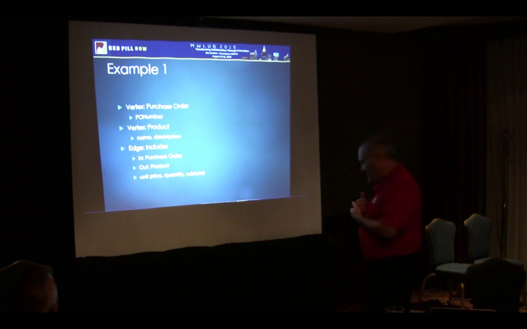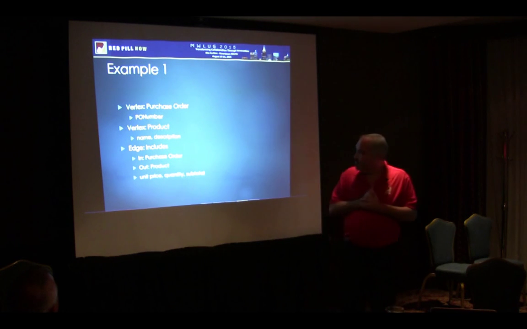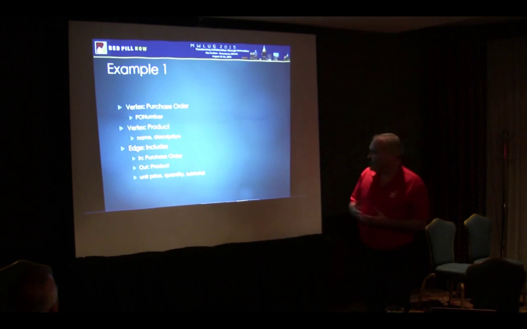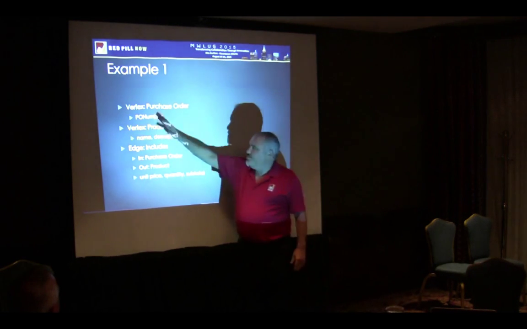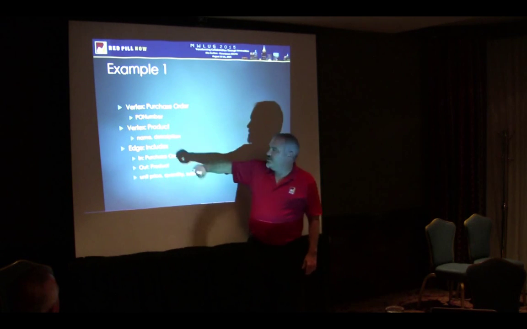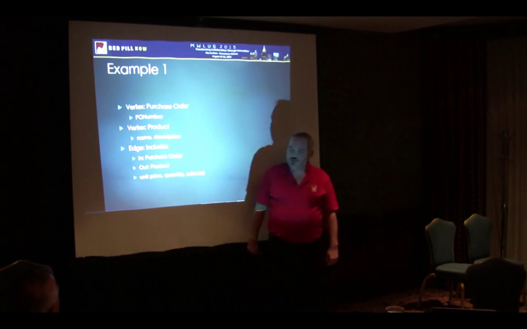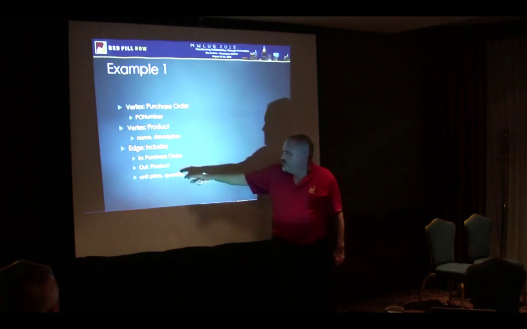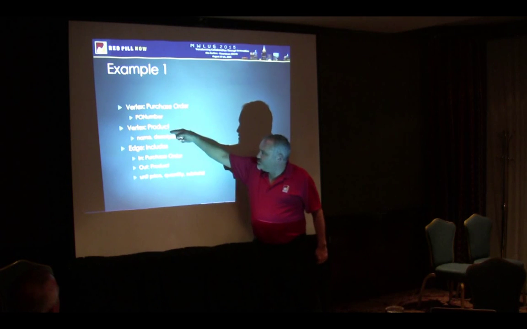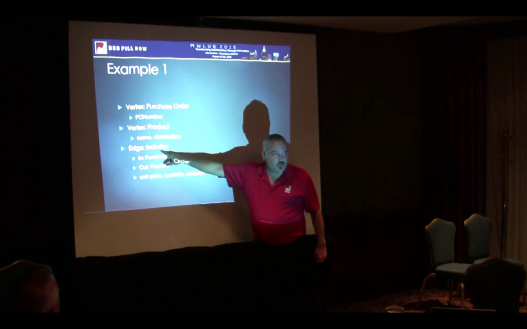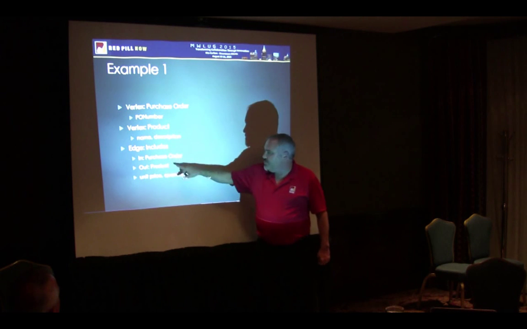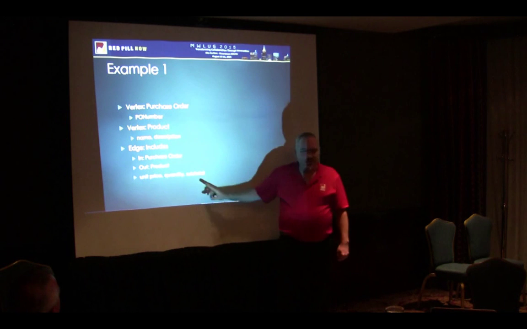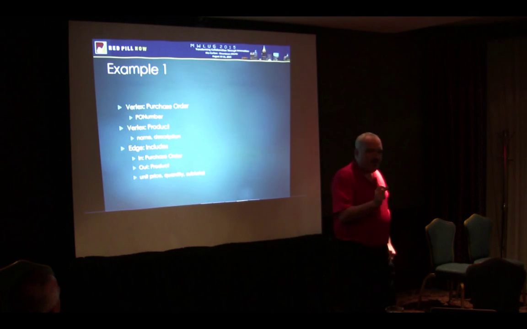So let's take a simple example of a graph. We might have a purchase order. This is the kind of data that a lot of people in this room have probably dealt with before. And it would have a property of a PO number. And we might have another vertex in our graph called a product, and it has a name and a description. The purchase order includes the product on that order. So there would be an edge between the purchase order and the product that would have a label called includes. The in would be the purchase order, the out would be the product, and the edge is where we'd have our unit price, quantity, and subtotal. Right? So the edge itself has properties.